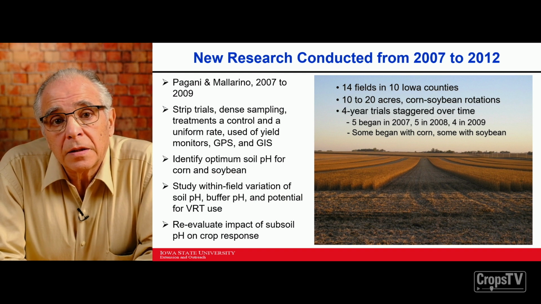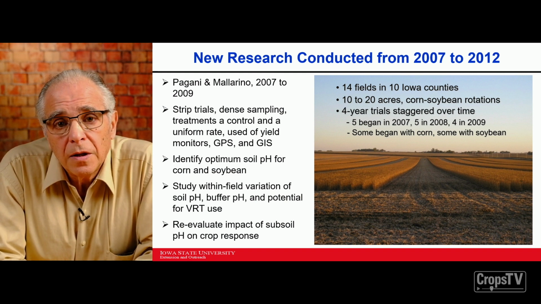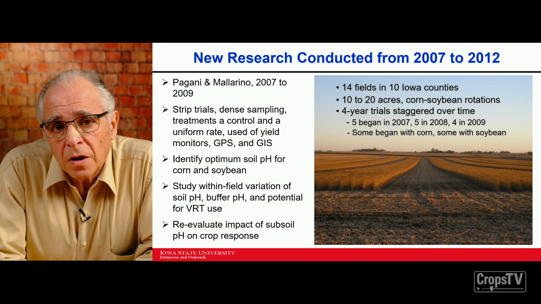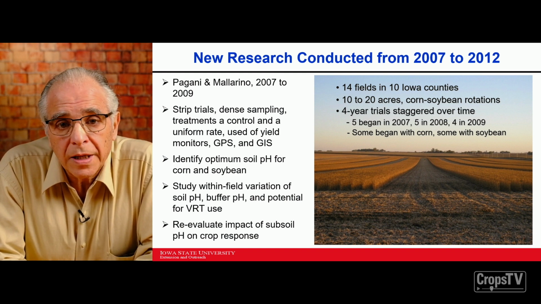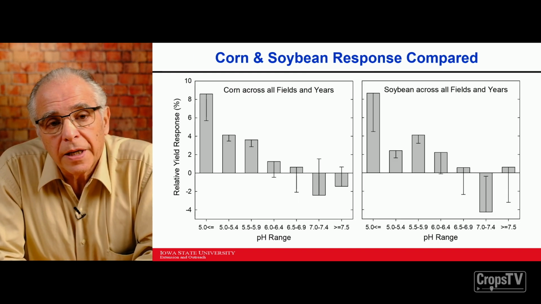So we have 14 fields. We measured yield, corn-soybean rotations over 4 years, and we applied lime only at the beginning. I'm not going to go into details.